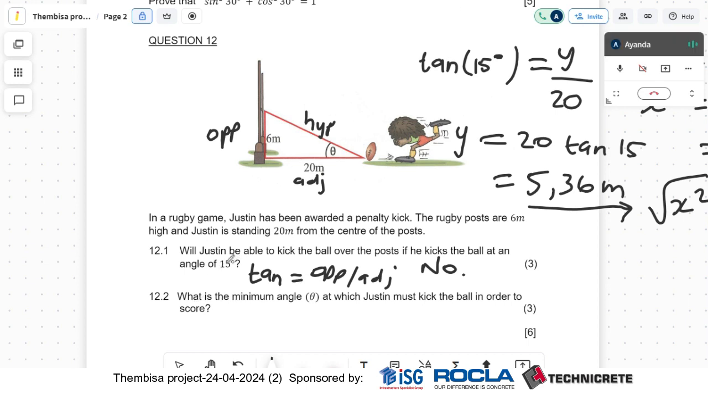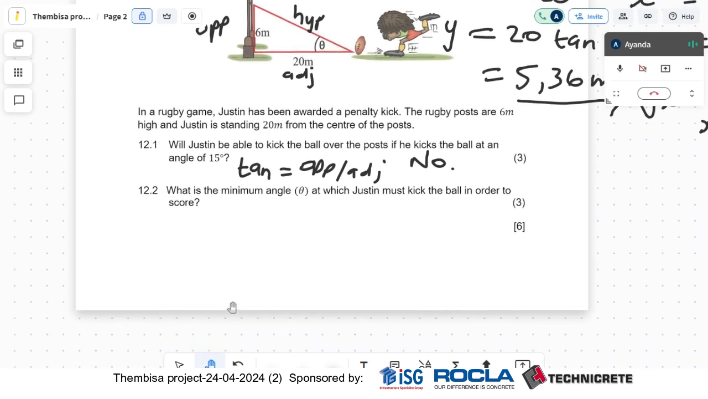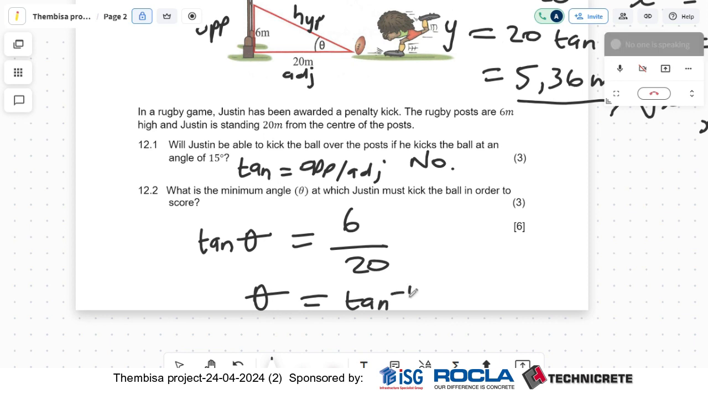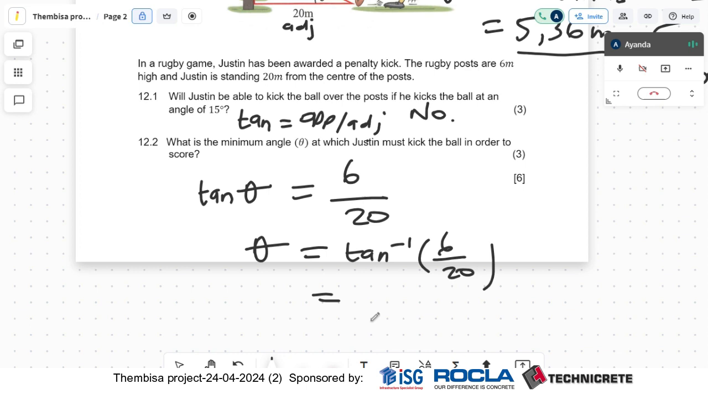What is the minimum angle at which Justin must kick in order to score? Right. So now we need to find theta. So tan of theta is equal to the values that we have, 6 over 20. Rearrange this, or we take tan negative 1 of 6 over 20. So shift tan of 6 over 20 gives us 16.70 degrees. So Justin must kick at an angle of 16.70 or greater than that in order to score.